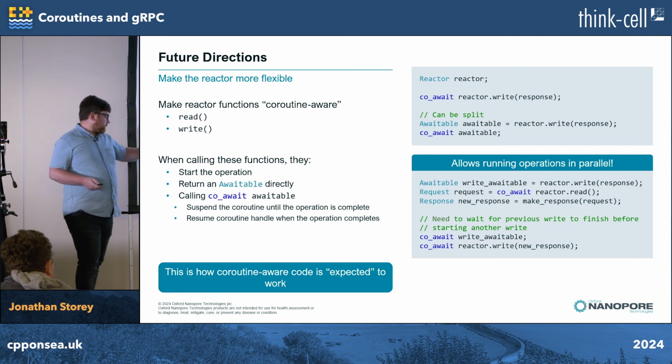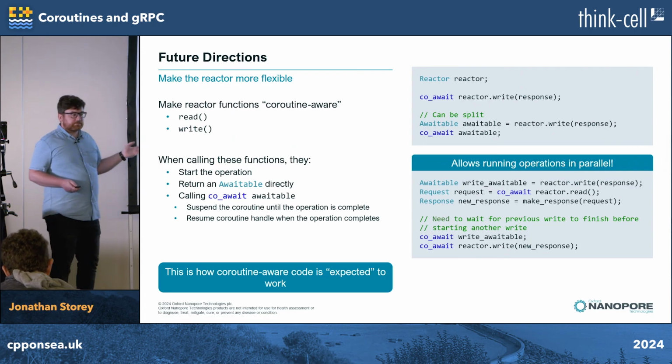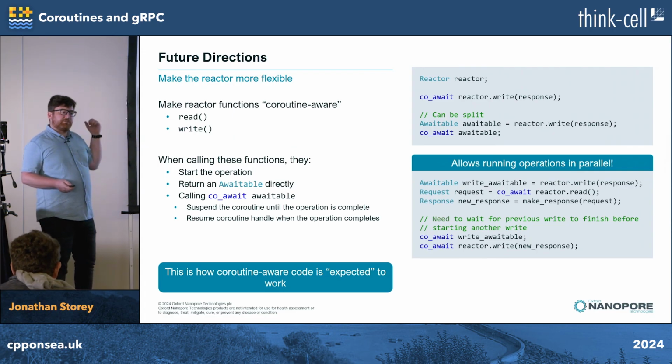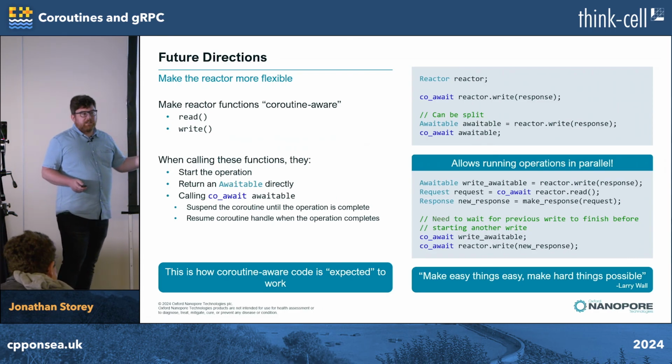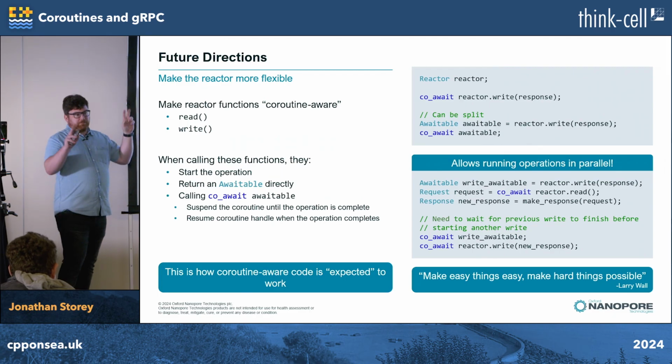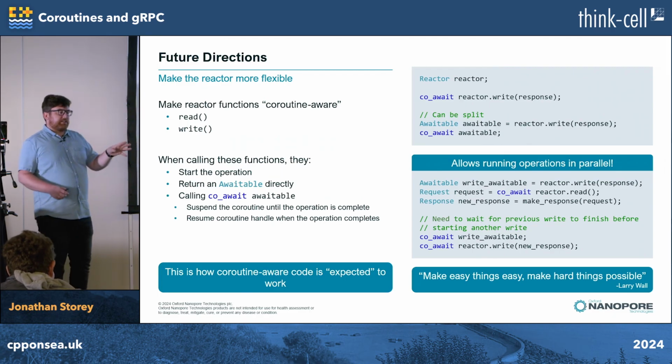Obviously, though, you can get this wrong, whereas with the simpler code we saw before, you couldn't. So Larry Wall says, make easy things easy, make hard things possible. So the default way of using it is co-await send, and it just does it when it's suspended. But if you really need to, you can overlap things using this.